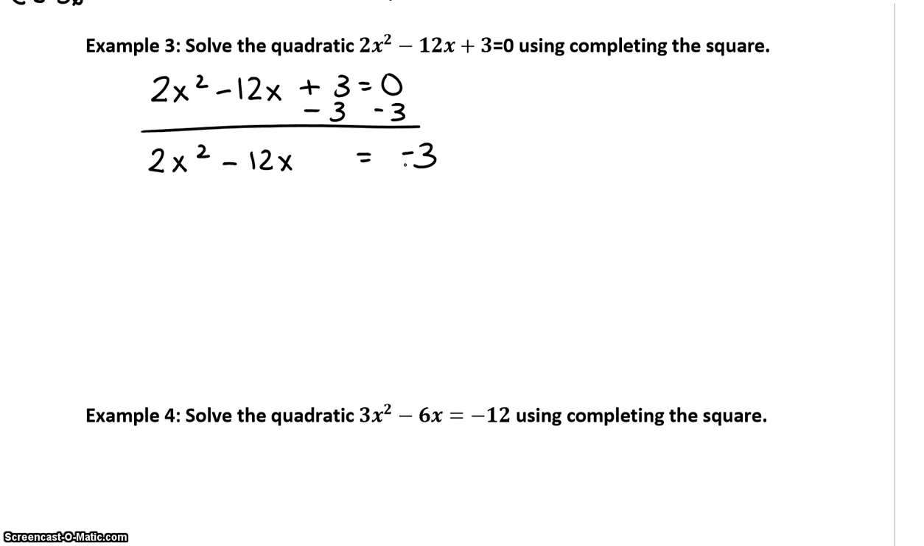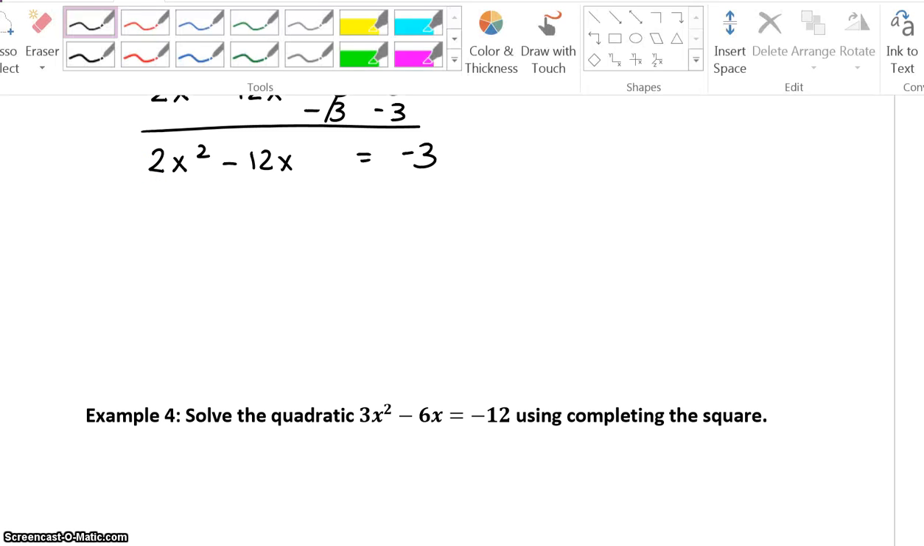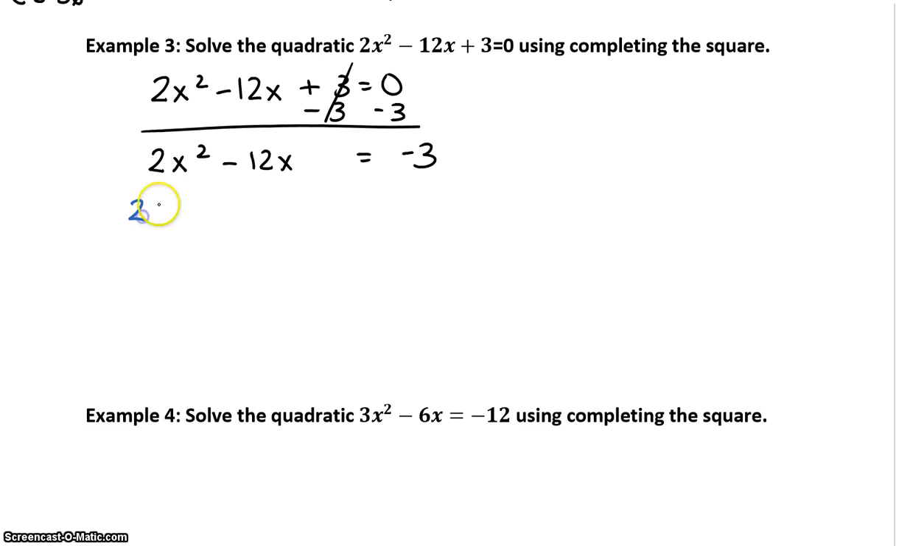Now, we can't really start the process until this has a leading coefficient of 1. So what we're going to do is use our factoring skills, and I hope you can see why we had to teach you certain things before we can even get to completing the square. We're going to factor out a 2, and I'm literally going to put it on the outside. What we're left with is x squared minus 6x, with a space, equals negative 3.